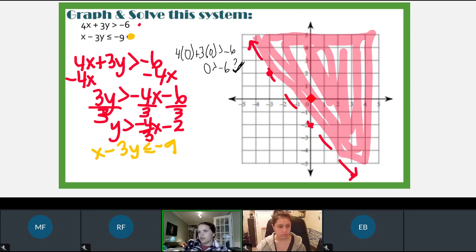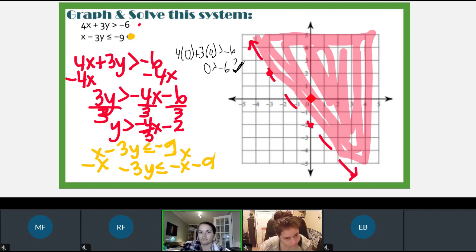So I'm going to do the first step here. We're going to subtract x from both sides. -3y is less than or equal to -x minus 9. What's my next step going to be? Divide by what kind of a 3? -3. So let's divide by -3, everything by -3.